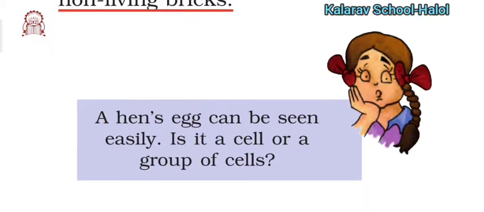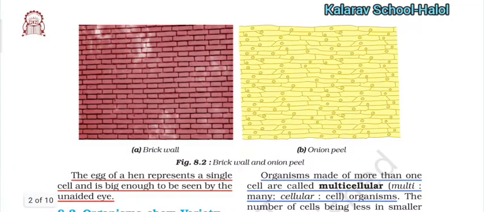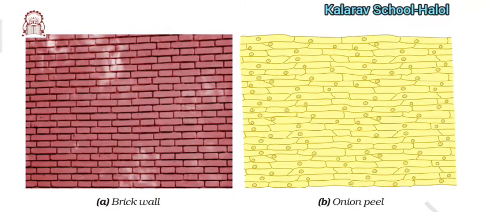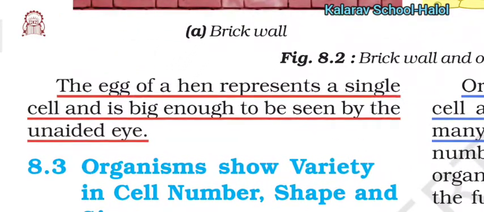Hen's eggs can be seen. Is it a cell or a group of cells? It is a cell. Here you can see the brick wall or the onion peel, where the representation of the cell takes place. As you see, each brick is partitioned by a partition wall. Similarly, here each cell is parted. So we can say that similarly cells in our body are parted. The egg of a hen represents a single cell. It is the cell which is easily seen by the eye.